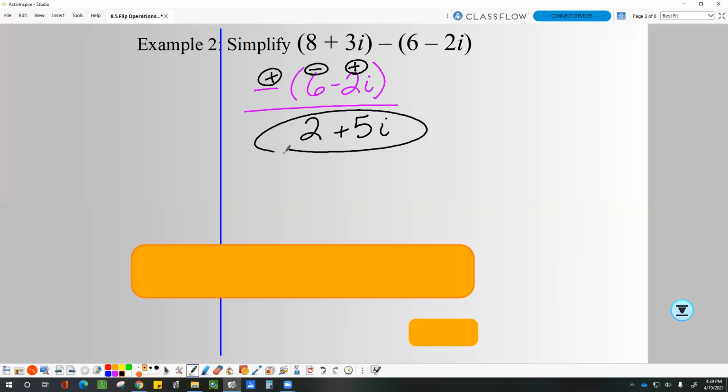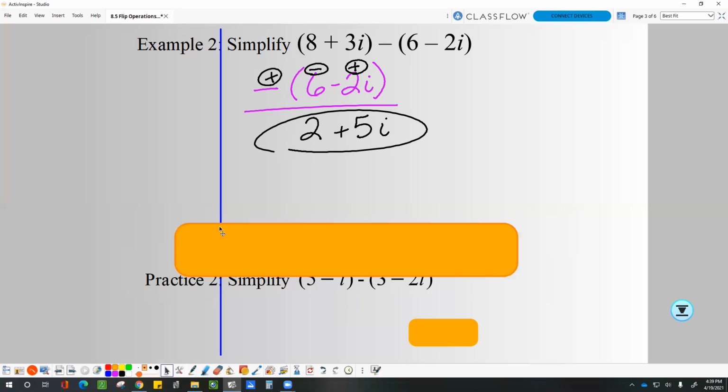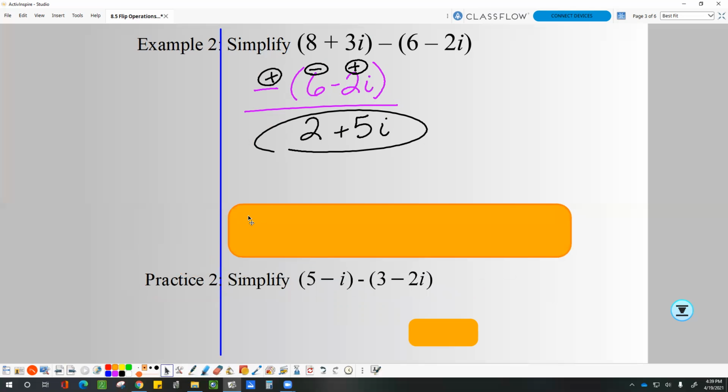I also put an example on here for you to do. So you subtract this one, you should get 2 plus i. If you need to, go ahead and pause this here and work that one out.